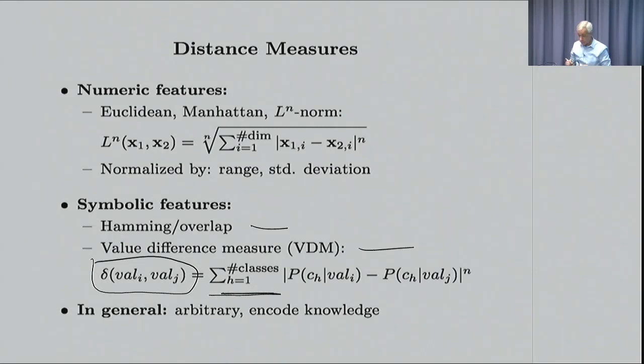It's the sum over all the classes of the probability of the class given one value minus the probability of the class given the other value. Or to be more precise, the absolute value of the difference. So if the probability of the class is exactly the same given both values, then they're interchangeable. If the probability that I'm going to buy the car, given that it's red or given that it's blue, is the same, then the two are interchangeable.